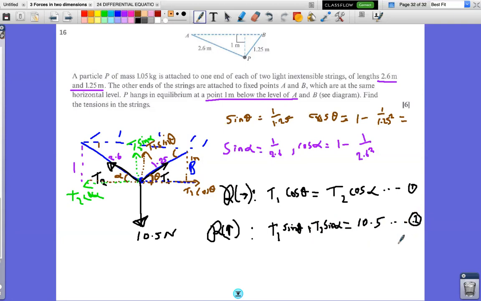You solve equation 1 and equation 2 to get T1 and T2. You already have sine theta, sine alpha, cos theta, cos alpha. So just substitute them here and then solve for T1 and T2. Okay, solved. Is that solved? Okay.